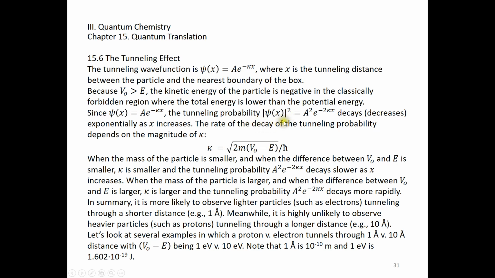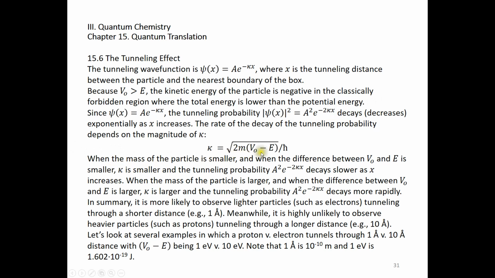The rate of the decay of the tunneling probability depends on the magnitude of this kappa. And again, kappa is the square root of 2m times (V0 minus E), and then divided by h bar. If kappa is large, this exponential function decreases rapidly. If kappa is small, this exponential function decays slowly. We observe more significant tunneling over a longer distance.